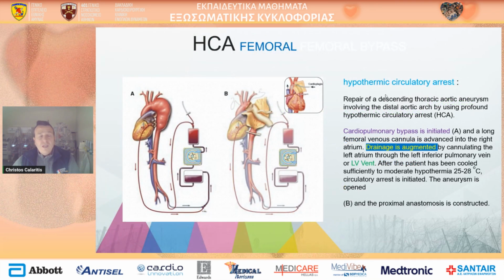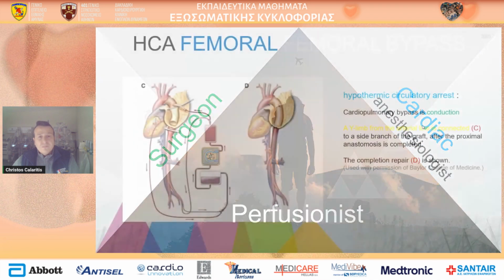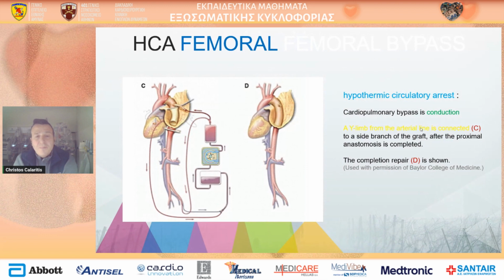And the worst case scenario is hypothermic circulatory arrest. Basically, we try to avoid hypothermic circulatory arrest as much as possible. It all depends on what part of the aorta is affected by the aneurysm, but usually, with imaging, we're able to avoid hypothermic circulatory arrest.